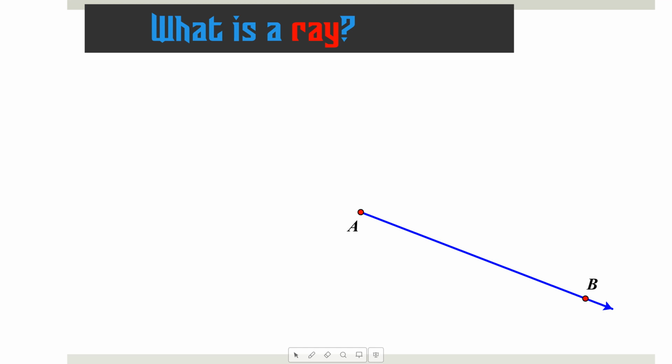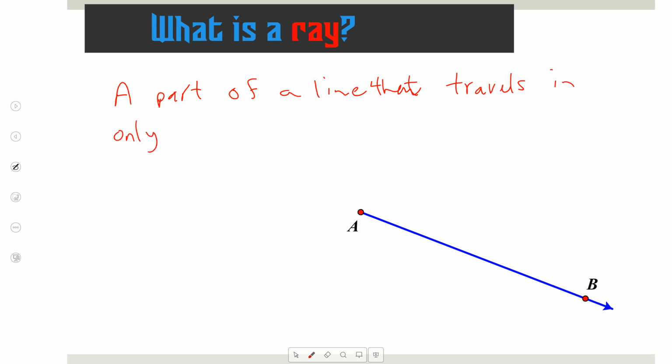Okay, so let's review. A line goes on in both directions forever. A line segment is finite. It starts and stops. This is a ray. And now that you've fixed that, could you give us your full definition again, so I can write it on the board? A part of a line that travels in only one direction. Well done. Anybody have a problem with that definition? Okay, we're good?